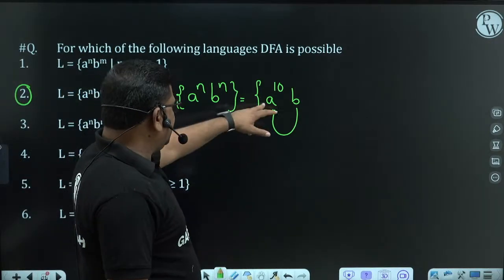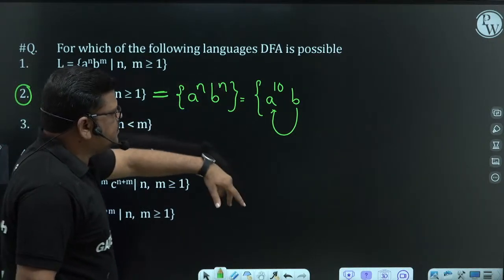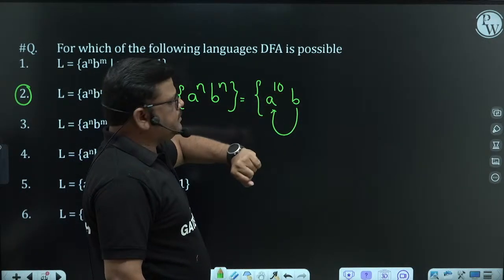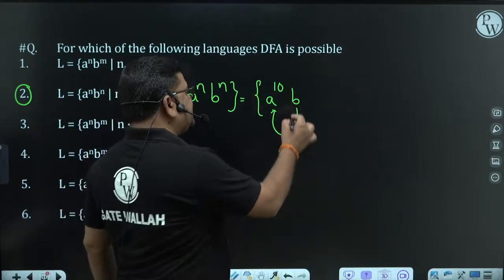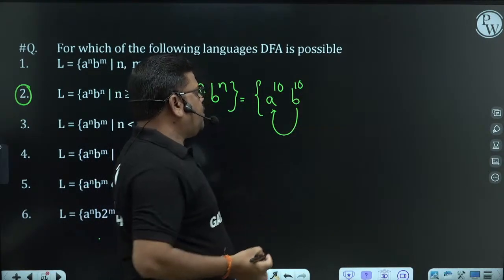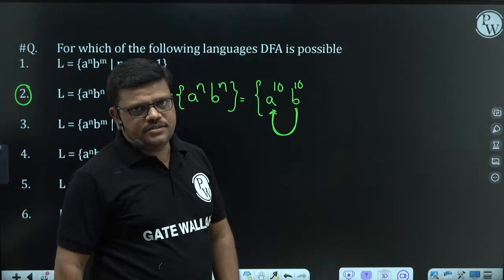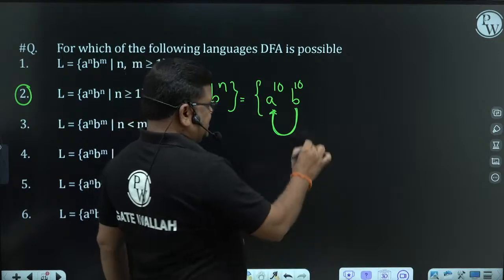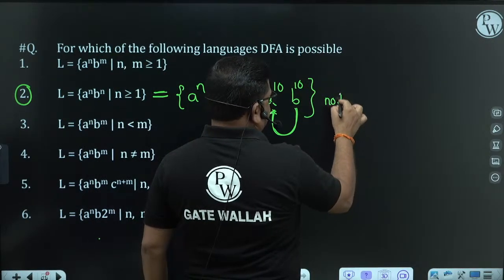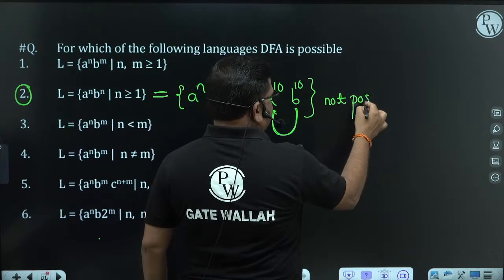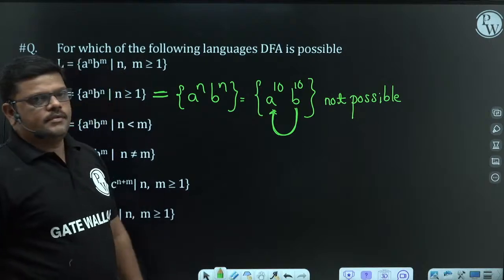So if it is 10, what is the meaning of this language? A value, B value should be same. I cannot generate 100 B's. I cannot generate 2 B's. I cannot generate 1 lakh B's. It should be exactly the same. So if you want to generate B's, we have to compare with A's. Comparison exists, dependency exists. If it exists like that, not possible. DFA not possible.